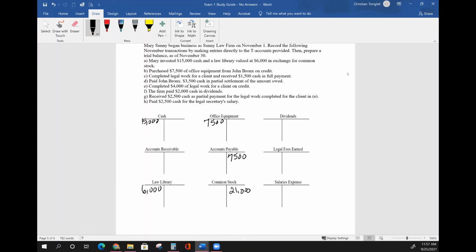C says completed legal work for a client and received $1,500 in cash in full payment. So I have $1,500 cash coming in, debit cash $1,500. I provided service for them. I completed some legal work. So I've earned those fees. This account's called legal fees earned, and it's a credit because that's revenue. And increasing revenue, you have to do a credit.